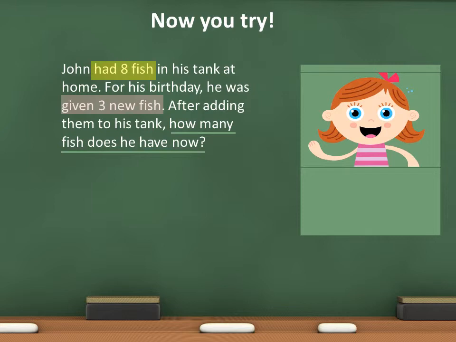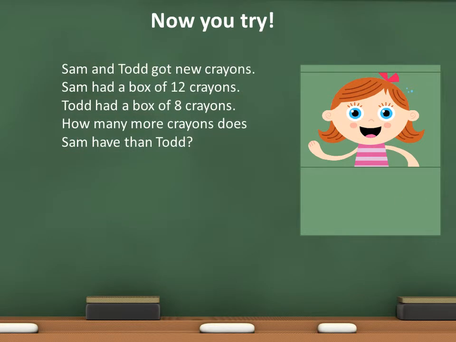How can we write a sentence with a blank for the answer? Make sure you are specific. Did you say John has blank fish now? If you did, good job. Let's try one more problem.